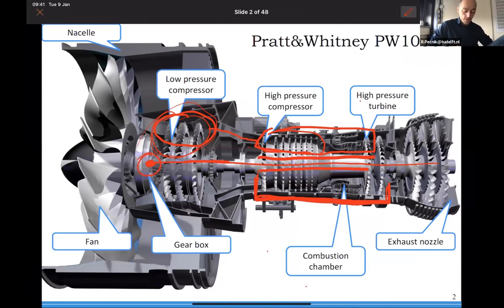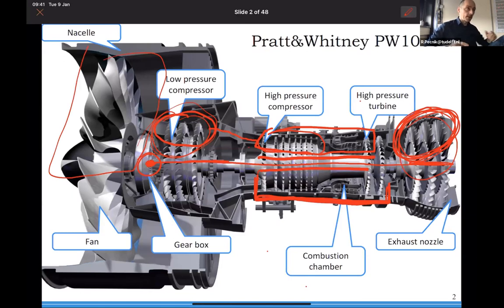Then why do we use a gearbox? If we don't use a gearbox and we have this turbine here connected with the fan, you can see that the fan will have to rotate at a very high rotational speed so that this turbine operates at very good conditions. But then you have a problem. If this turbine has to rotate very fast to get its perfect operating condition, the fan would have to rotate very fast if there's no gearbox in between.